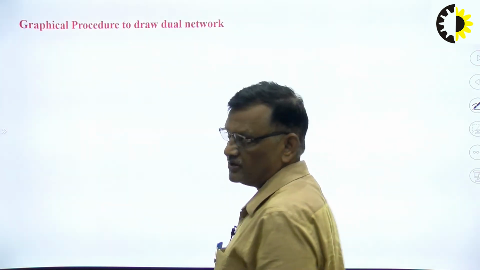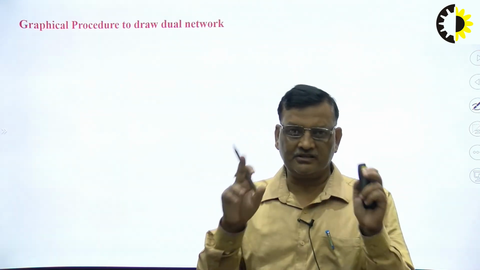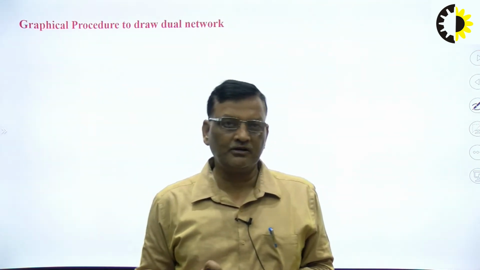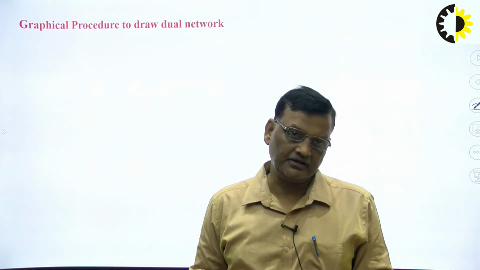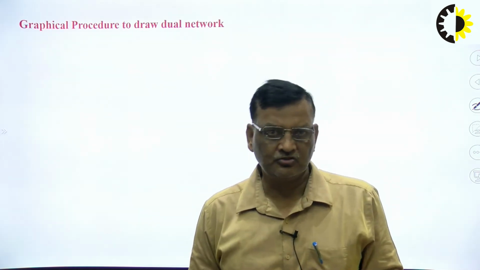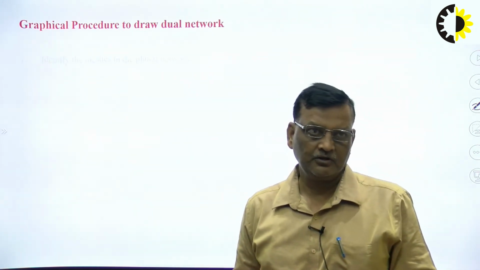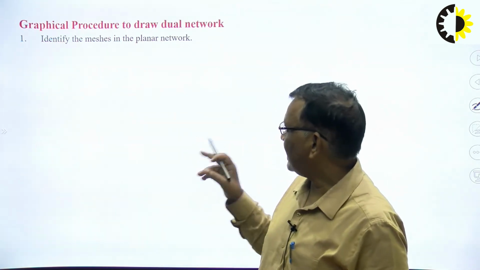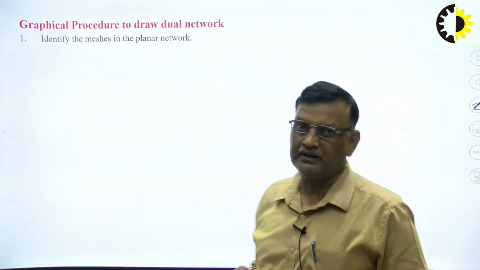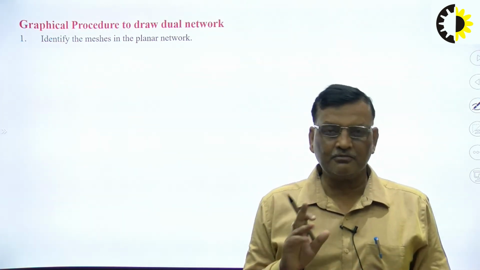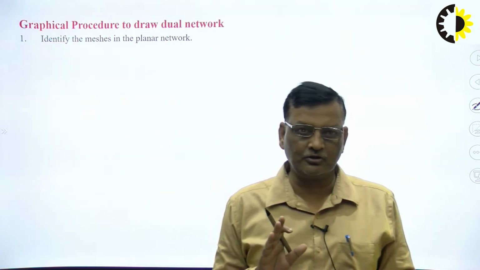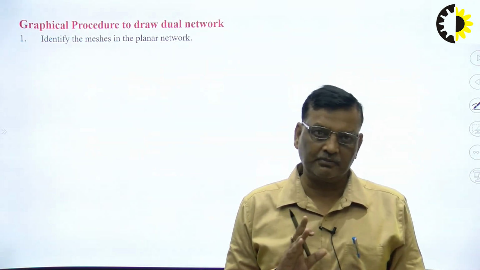Now the most important thing is if a network is given and you are required to draw the dual of that network, how will we do it? There are some rules or procedures we have to follow to draw the dual of a network. So what are those? First, identify the meshes in the planar network. The network must be planar. If you want to draw the dual, that network must be planar.